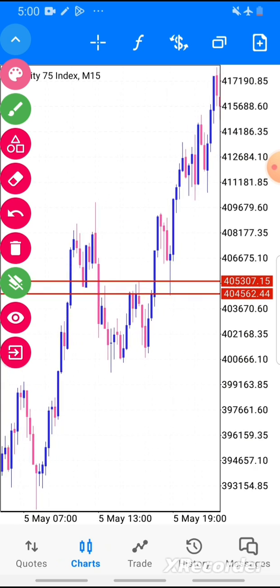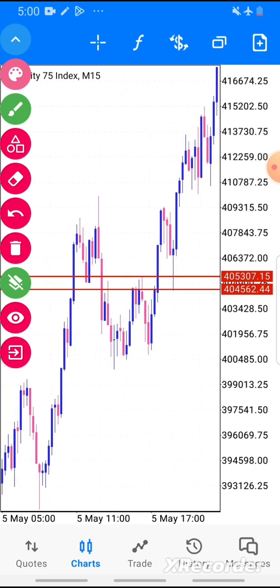Where to put our stop loss? Our stop loss is going to be below this, where the move started. You can put it here, but that is too much for me. Always put it here. The market will never come back there.